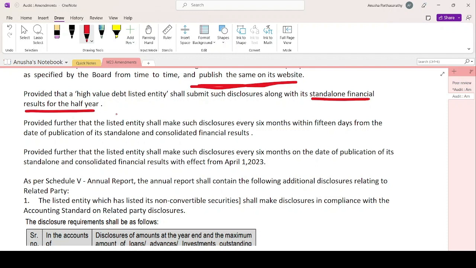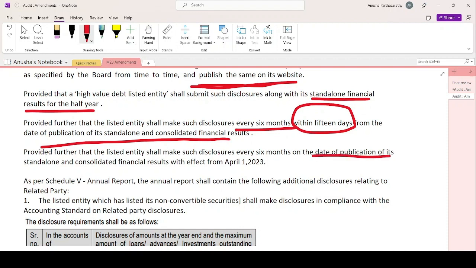Provided further that the listed entity shall make such disclosure every 6 months within 15 days from the date of publication. See, I have to disclose it within 15 days for every 6 months. If it is for June, then I have to submit by July 15th. Provided further, the listed entity makes such a disclosure every 6 months on the date of publication of its annual consolidated financial results with effect from 1st April 2023. So from now on, it has to do it.